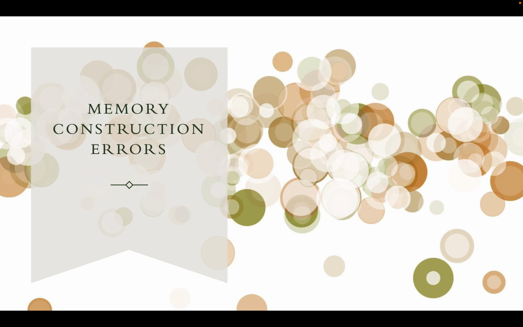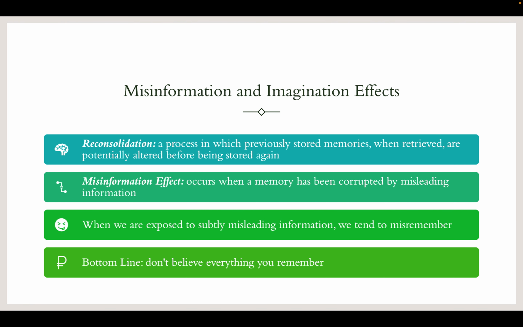So another way that our memory can be impacted is through memory construction errors. And this can happen in a couple of different ways. The first is reconsolidation, a process in which previously stored memories, when retrieved, are potentially altered before being stored again. We have memories in memory storage, and when we remember one, we bring it back into our working memory. But before it can go back to storage after the information is no longer needed, we re-encode it. And if we are re-encoding it, we are changing it.